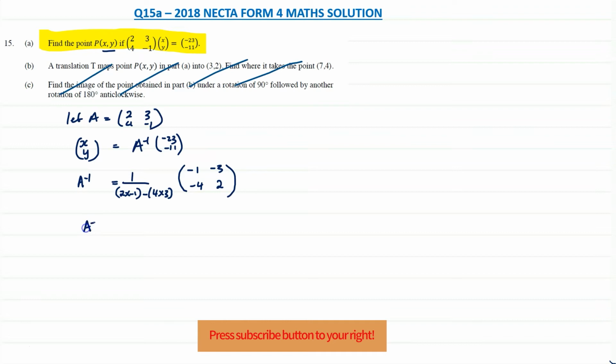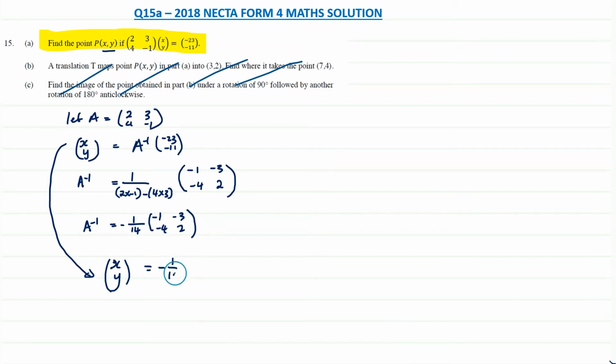So A inverse is going to be equal to 1 over 2 times -1, which is -2, take away 12, which gives you -14. And then we have our matrix as this. I'm going to leave it like that for now and go back to this point here. To get (x, y), I need to take the inverse of matrix A, which is this one, so -1 over 14 times the matrix -1, -3, -4, 2, and then multiply with this point.